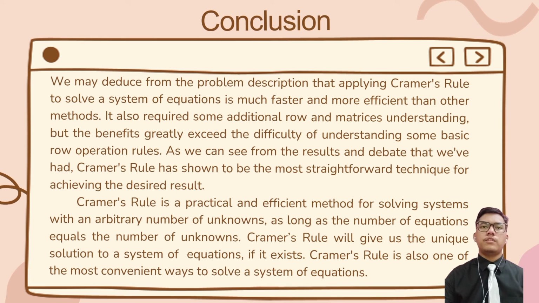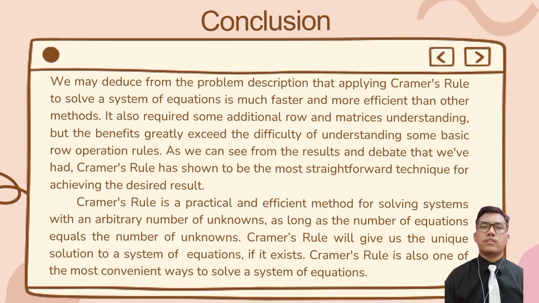Conclusion. We may deduce from the problem description that applying Cramer's rule to solve a system of equations is much faster and more efficient than other methods. It also requires some additional understanding of rules and matrices, but the benefits greatly exceed the difficulty of understanding some basic row operations rules. As we can see from the result and the discussion we've had, Cramer's rule has shown to be the most straightforward technique for achieving the desired result.